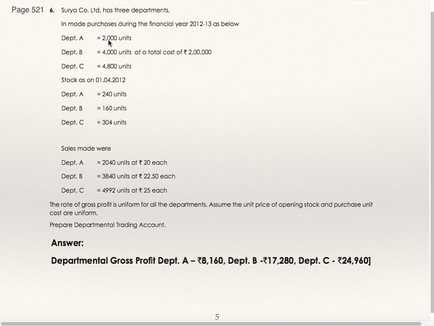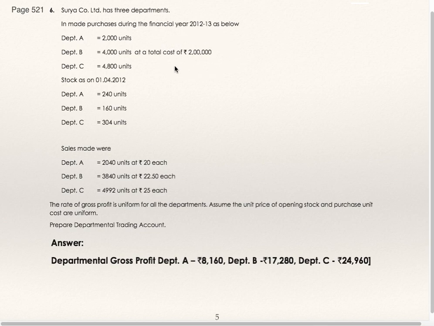Opening stock is given, which is 240, 160 and 304, plus purchases 2000, 4000, 4800 minus sales 2040, 3840, 4992. You will get closing stock units. Then find out composite ratio. Composite ratio is nothing but purchase quantity ratio multiplied by selling price ratio, which is same as cost price ratio because gross profit is uniform.